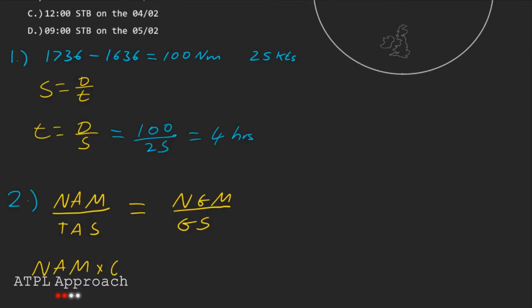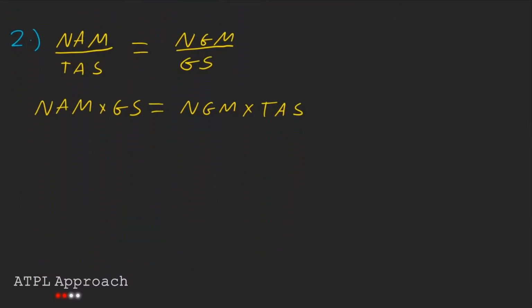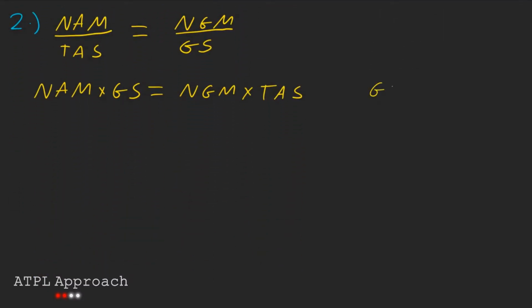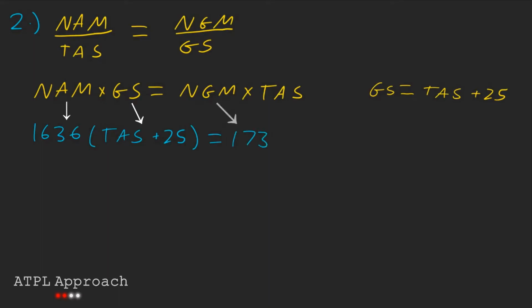This method does require the ability to rearrange formula well, so brace yourselves. Most students remember the ratio rearranged like this. Nautical air miles times ground speed equals nautical ground miles times true airspeed. If we use a bit of common sense, we know that our ground speed will be 25 knots larger than our true airspeed, as we have a tailwind. Therefore, we can write our equation like this. 1636 multiplied by (true airspeed plus 25) equals 1736 multiplied by the TAS.